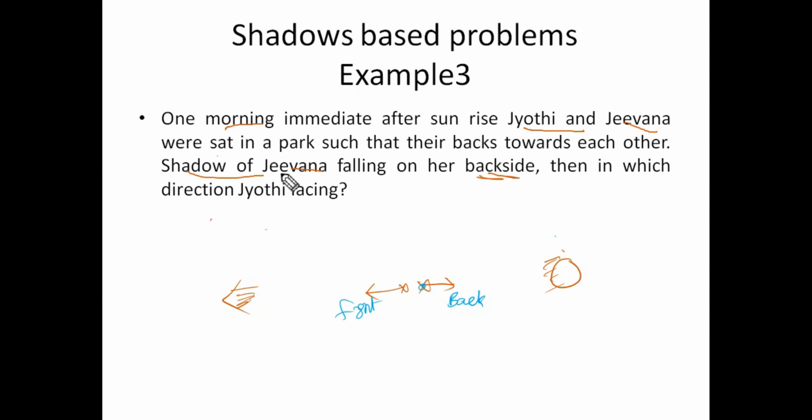In the question, Jeevana's shadow is falling on her backside. Suppose we consider this as Jeevana's shadow, this shadow is falling on the back of Jeevana only. So this person will be Jeevana, and automatically this will be Jyoti. Now tell me in which direction Jyoti is facing. Jyoti is facing west. That is the answer. And without this process also, we have seen the answer directly.